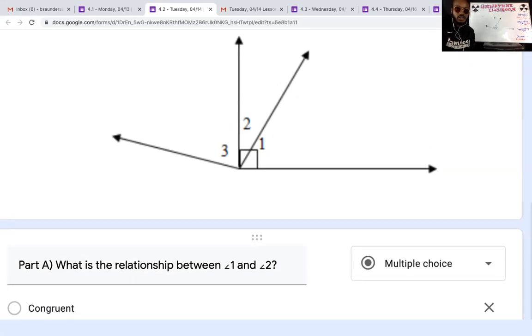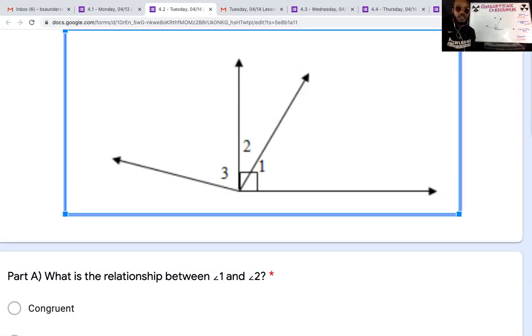Uh-oh. This is not the example that I meant to show you. Sorry. Okay.